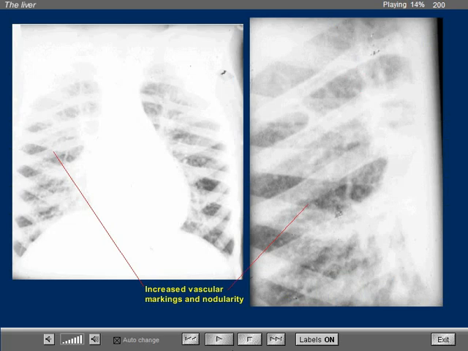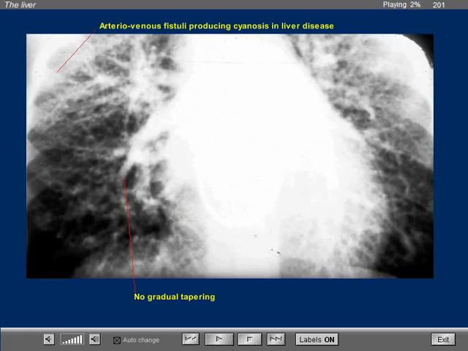Cyanosis has been described in some patients who have portal hypertension. What is the mechanism? In these two images, which is a frontal chest roentgenogram and a close-up of the right lung, we see prominent vascular markings and discrete nodules throughout both lungs. A pulmonary angiogram showed some lack of tapering of the pulmonary arteries. That explains the prominent markings, and little densities appeared in the periphery of the lung. And they actually represent the micro and some macro arteriovenous fistulae between the pulmonary artery and the pulmonary veins.